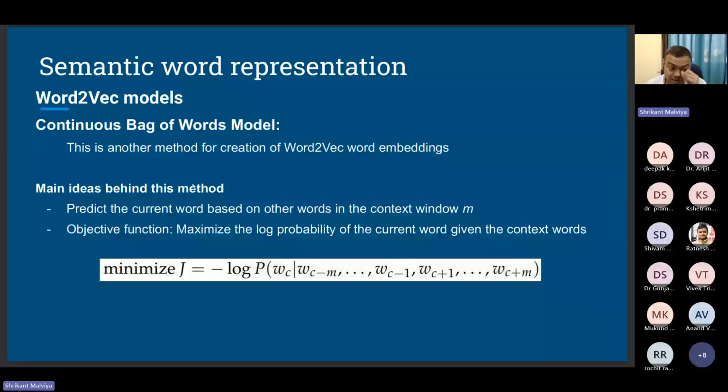Similarly, there is another method in place of the skip-gram method, which is the continuous bag of words model. The criteria looks very similar, but slightly opposite. There we predict the surrounding words. Here we predict the central word, the current word, based on the context words around it.